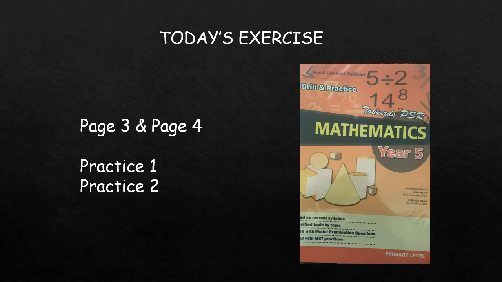So for year 5, for today's exercise, you are going to do page number 3 and page number 4, practice 1 and practice 2 only. You can do it using pen or pencil, whichever you prefer. But don't forget to write down today's day and date. For year 6, I have provided a piece of paper for today's lesson, Monday, 10th of January 2022. It's practice 1 and practice 2. You can find it in your HLP.